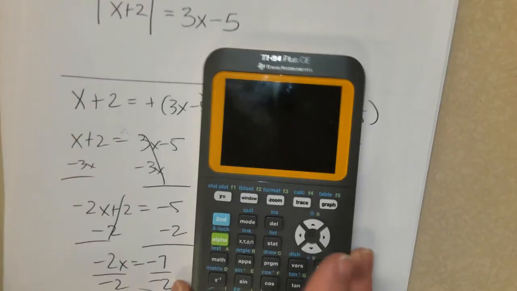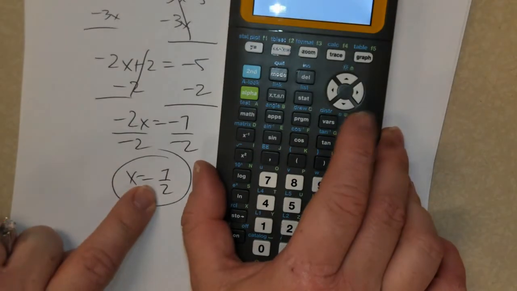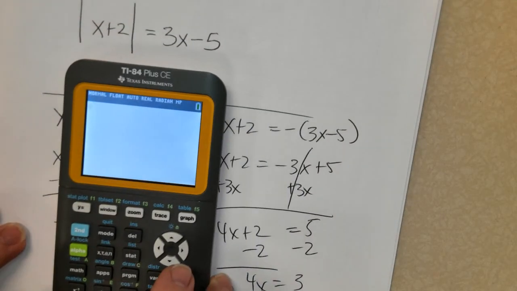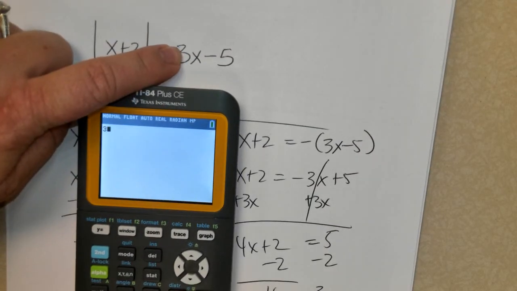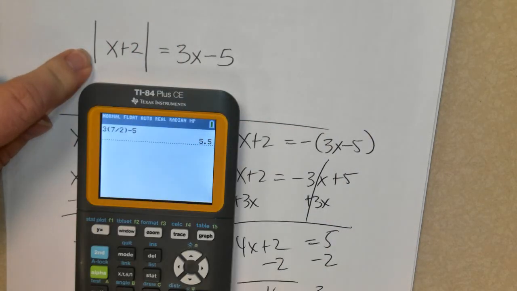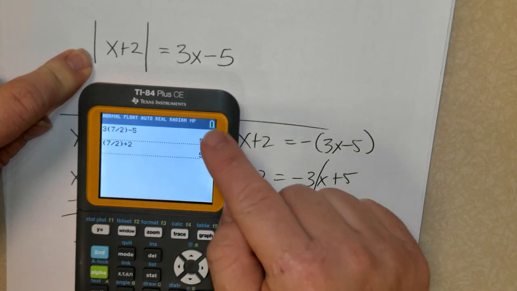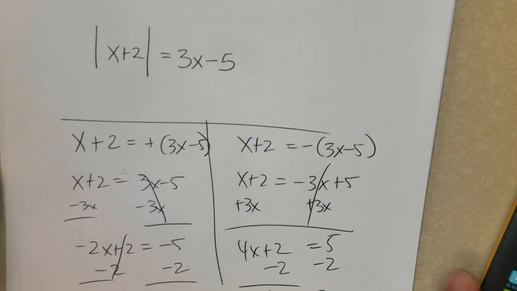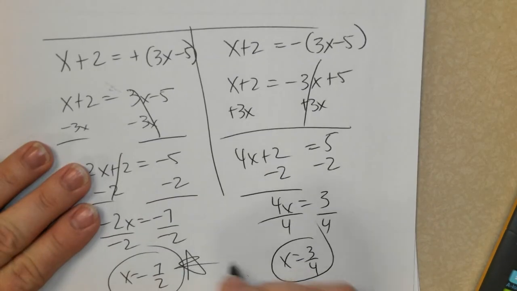So I'm going to start with 7/2. Just because it's positive or negative doesn't mean that it will be the correct answer. So I'm going to try this here. I'm going to take 3 times 7/2 and subtract 5. Okay, I get 5.5 over here. Then I'm going to come over here, and I'm going to take 7/2 and add 2. And both of them equal a positive 5.5. That means this answer works.